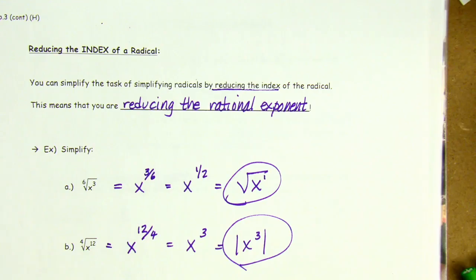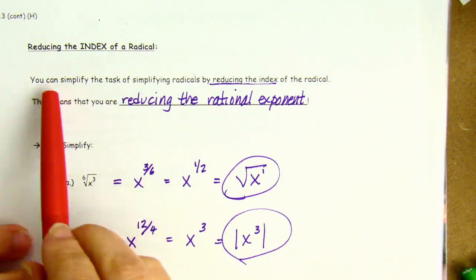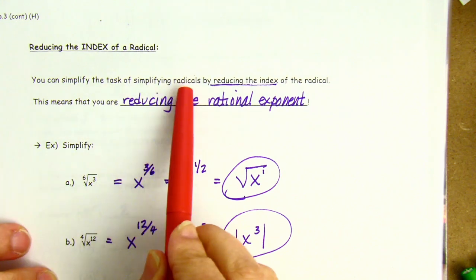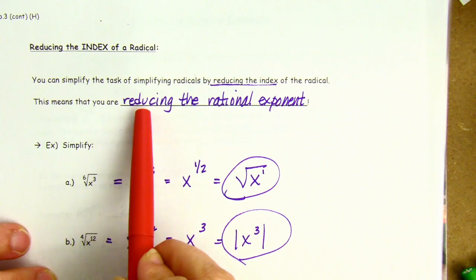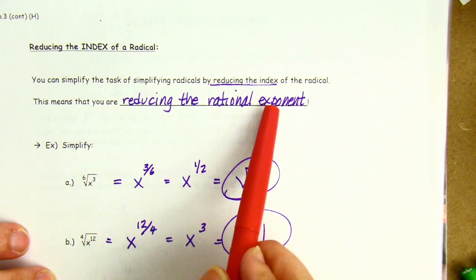And finally, the last part of this section is what we call reducing the index of a radical. Now, the index of the radical is the root. And so many times, you're going to want to simplify by reducing the index of the radical because it makes things easier. So here it says, you can simplify the task of simplifying radicals by reducing the index of that radical. This means that you are reducing or simplifying the rational exponent.